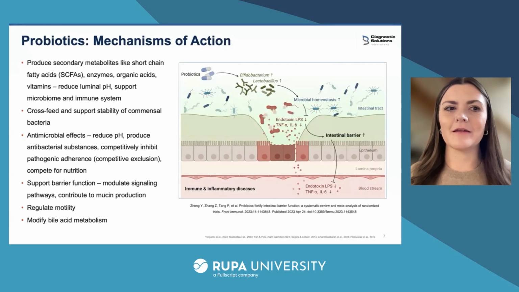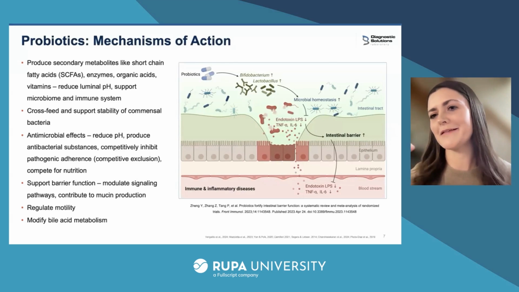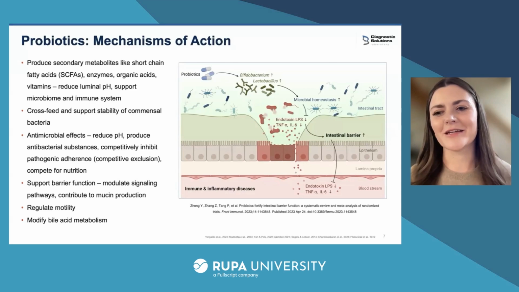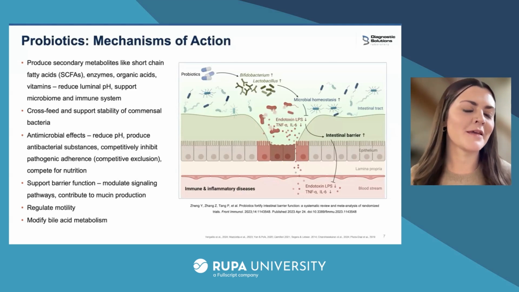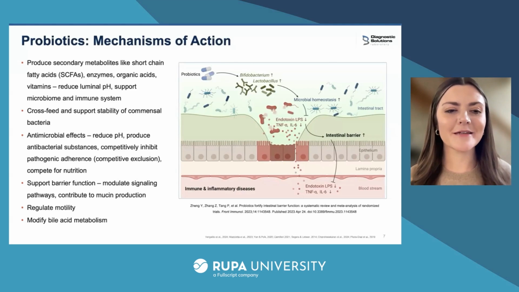Probiotics can exert a number of antimicrobial effects, as I mentioned already. Looking at reducing pH, they can produce a number of antibacterial substances. They compete for space. This is called competitive exclusion. They can support our barrier function. This is really important as well in maintaining space between pathogens, and then, of course, our lamina propria and systemic bloodstream. Probiotics can also help to regulate motility and modify bile acid metabolism.